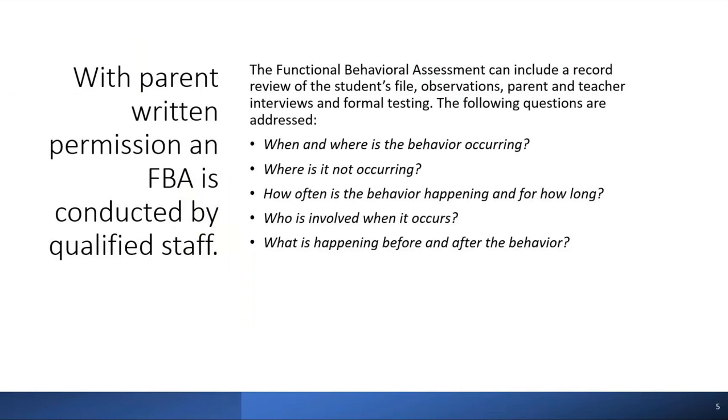Written parent consent is required for the school to conduct a functional behavior assessment. Typically, the school's mental health professional will conduct the assessment. They will utilize data from a variety of sources to determine the function or purpose the behavior is serving. Data collected will determine the antecedent to the behavior, or what is occurring right before that behavior happens, and what is the consequence of that behavior. This is called antecedent, behavior, and consequence, or ABC data.